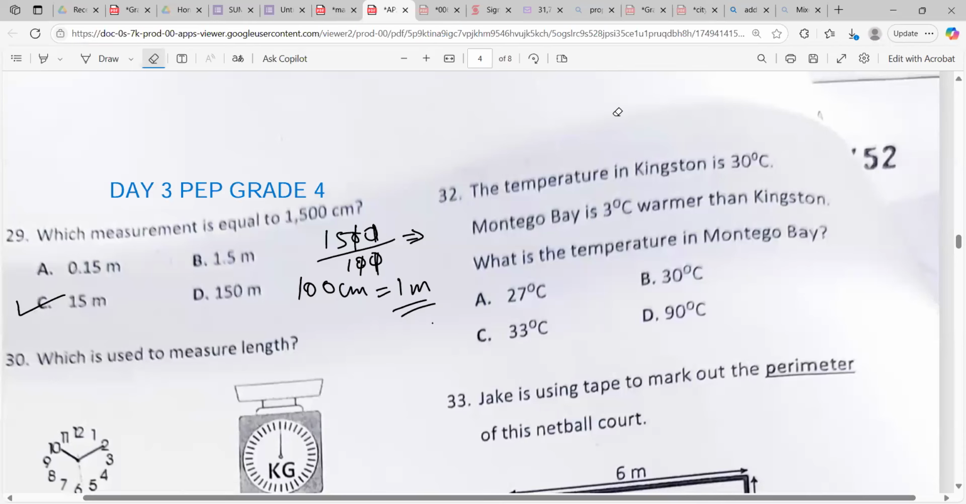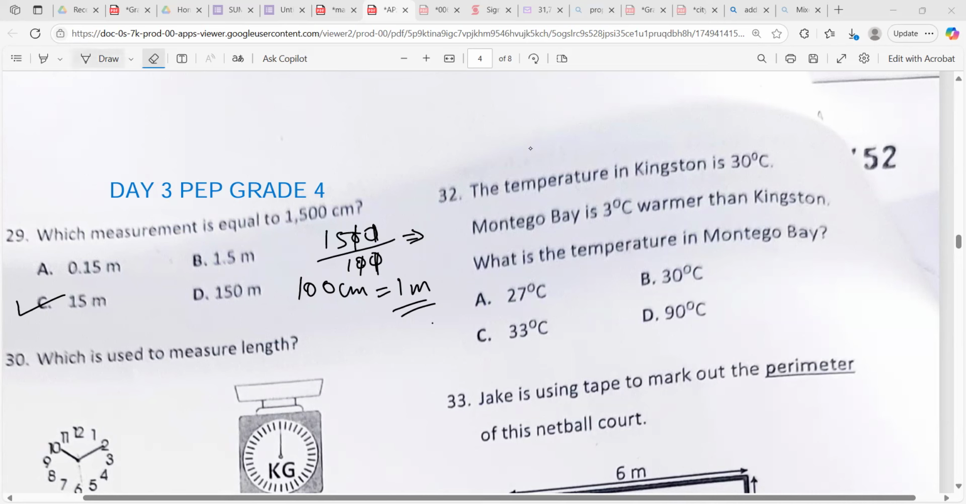I want somebody from Montego Bay to do this now, guys. Number 32 says the temperature in Kingston is 30 degrees Celsius. Montego Bay is 3 degrees Celsius warmer than Kingston. What is the temperature in Montego Bay?